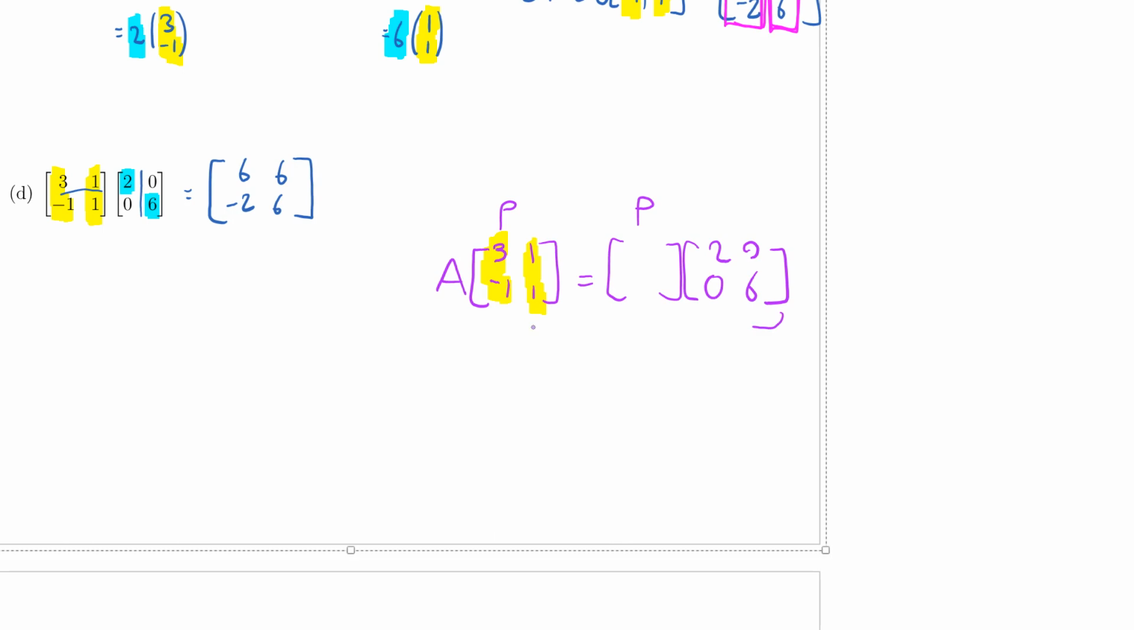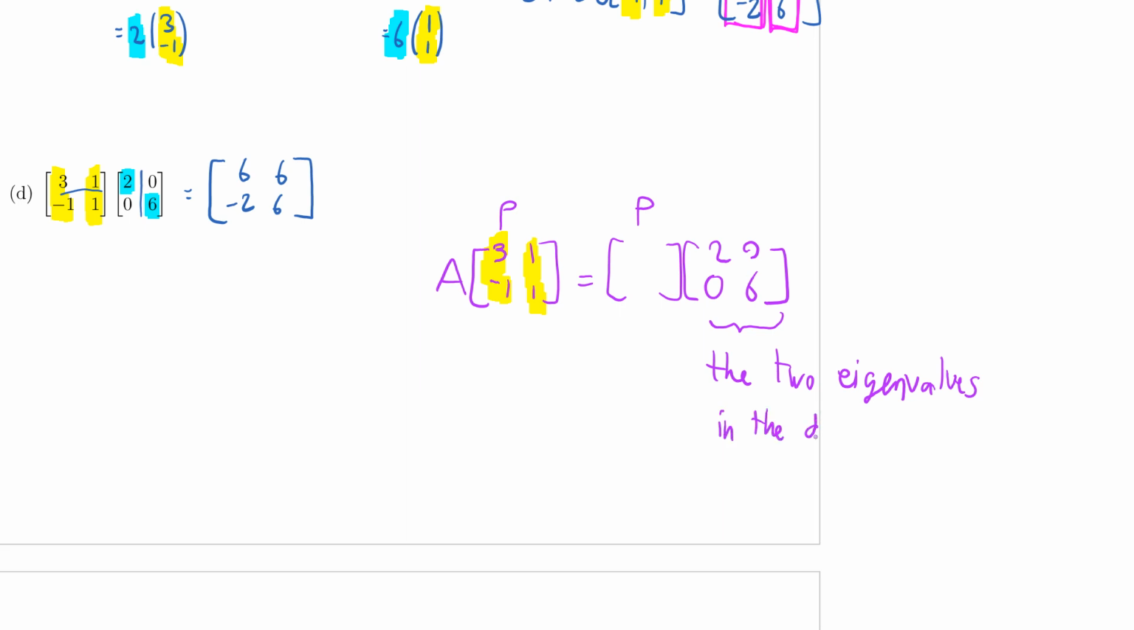This is the matrix where the two eigenvalues are on the diagonal. So my rightmost matrix here is just the diagonal matrix where the two eigenvalues are on the diagonal. And my matrix P, once again, is just the two eigenvectors.